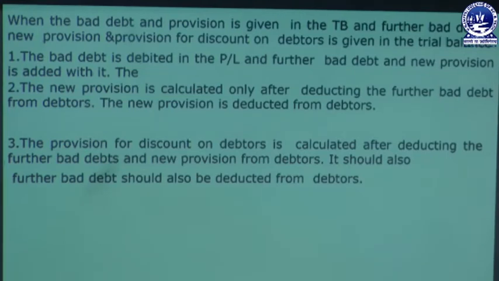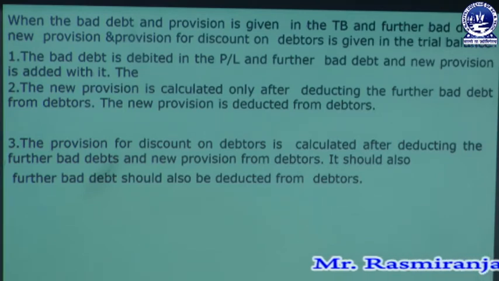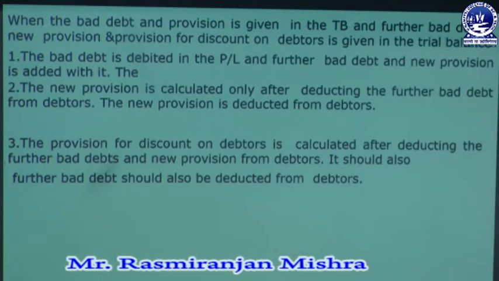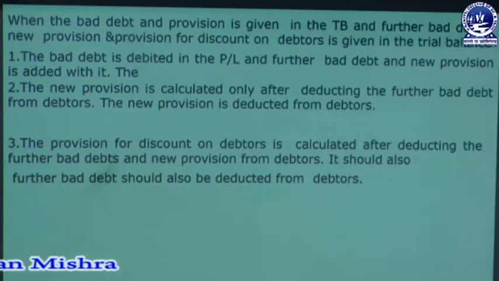Then the third ground: when the bad debt and the provision for bad debt are given in the trial balance, and further bad debt and a new provision for discount on debtors are also given in the trial balance. Then the treatment is that the bad debt is debited directly to the profit and loss account, and the further bad debt and a new provision are added to the bad debt amount given, and shown in the profit and loss account. The new provision is calculated only after deducting the further bad debt from the debtors. That means after deducting the further bad debt from the sundry debtors, on the balance amount the new provision is calculated, and that new provision is deducted again from the debtors.